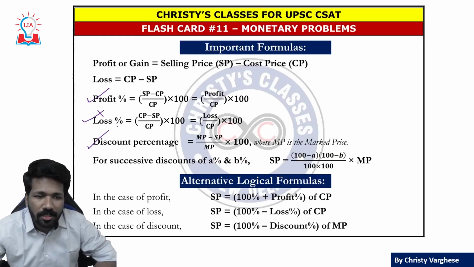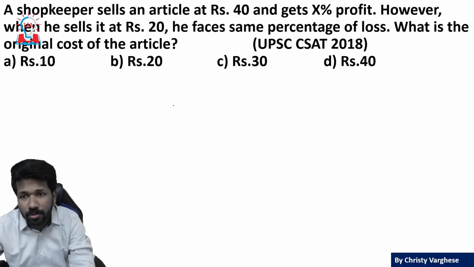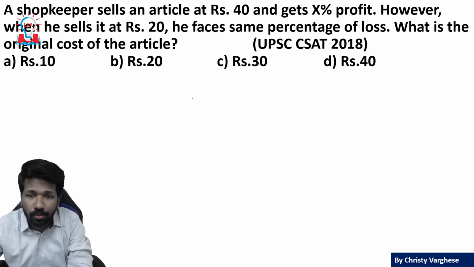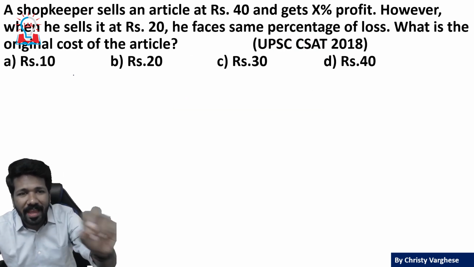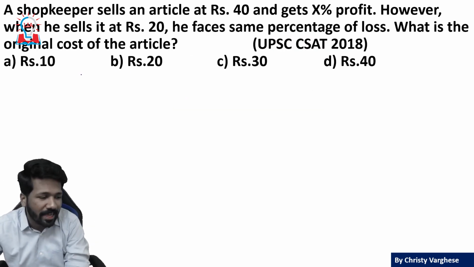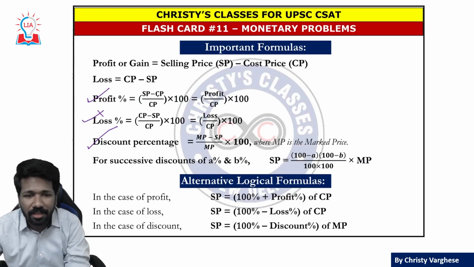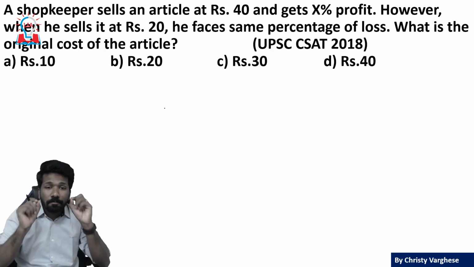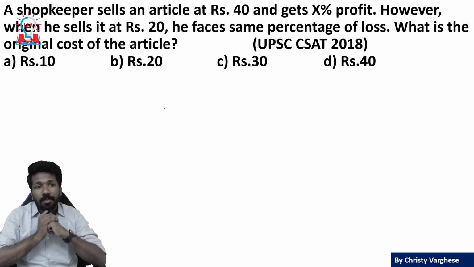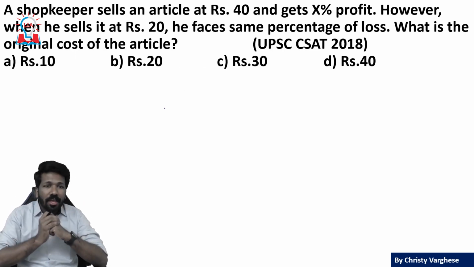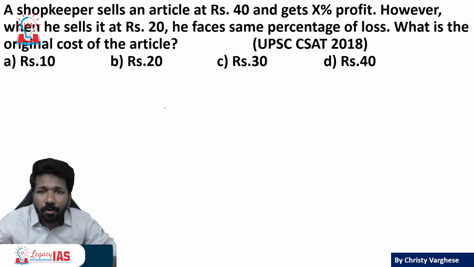Profit percent, loss percent, discount percent formulas you learned in school days. You can do this question also that way, but that is very time consuming. When you read the question and the options, you will realize that you don't have to waste that much time using these formulas. Instead, you can do this with options, with the rejection approach, better. I will explain. A shopkeeper sells an article at 40 rupees.